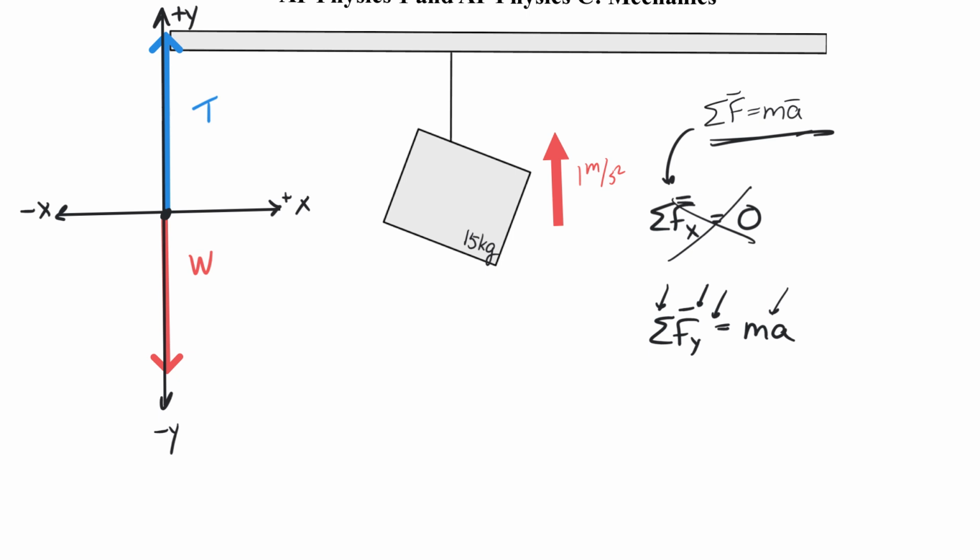That's my next step. So I'm going to look at my picture here. It looks like tension is in the positive direction, so I'll say positive tension. Weight is in the negative direction, so negative weight, and I'll set that equal to ma. That's it. That's what Newton's laws do. So Newton's laws will generate a relationship. That relationship may or may not solve your problem. But that's what Newton's laws tell you to do.